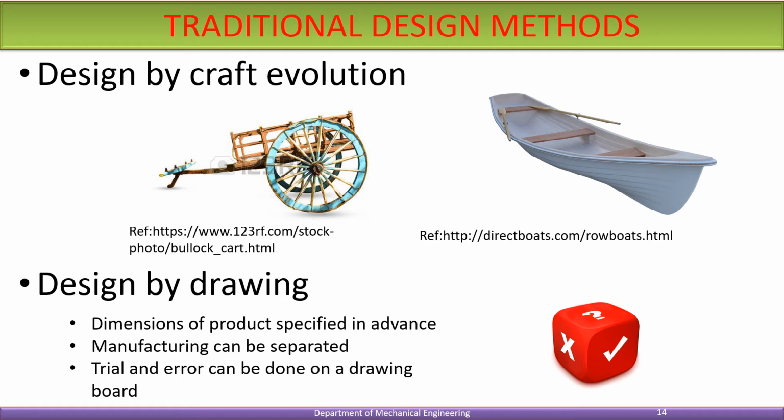There are mainly two types of designing practices. One is the design by craft evolution. A bullock cart, rowing boat, pillow, and musical instruments are some of the products which are produced by the craft evolution process. The salient features of age-old techniques we can describe as: the craftsmen do not prepare dimension drawings of their products. These products are developed by trial and error over many centuries.